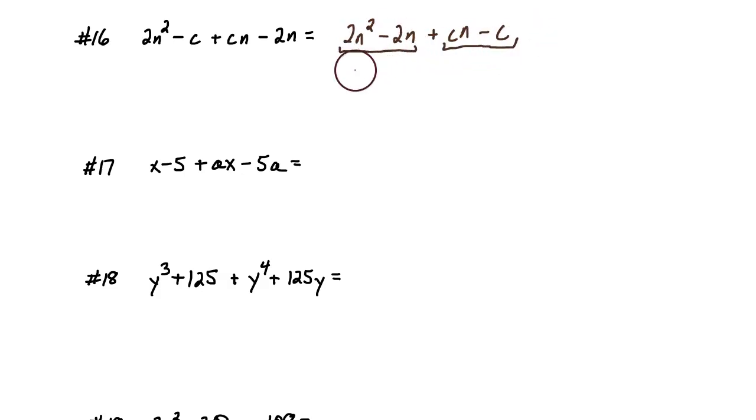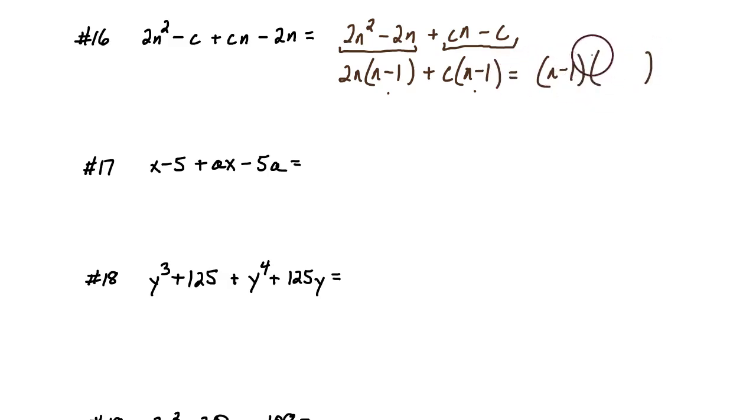In our first binomial, we can factor out 2n, and that leaves n minus 1. On this one here, it looks like we can factor out a c, and that would leave n minus 1. So we have an n minus 1 common to both places. So we write that down, and then write the other numbers, the 2n and the positive c.